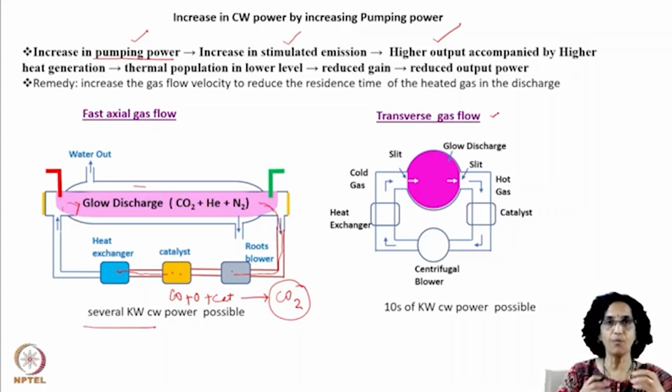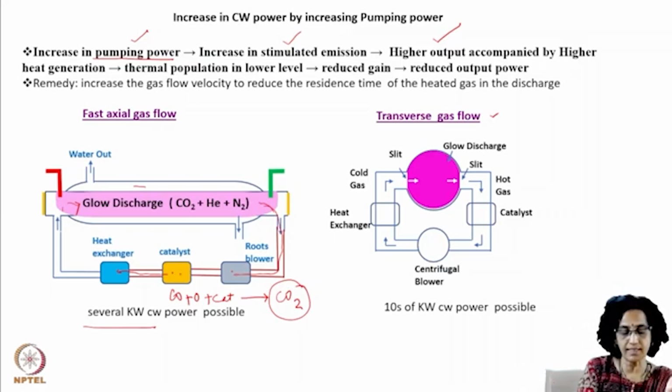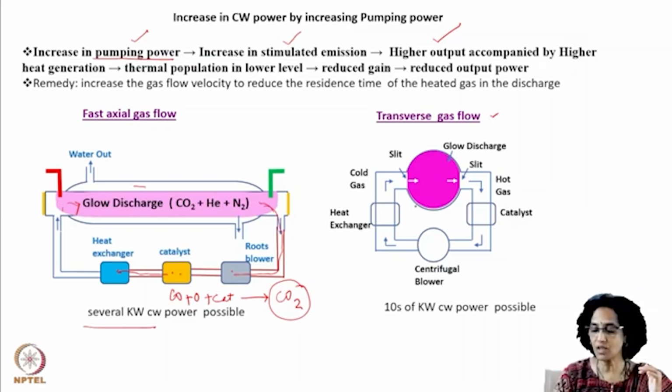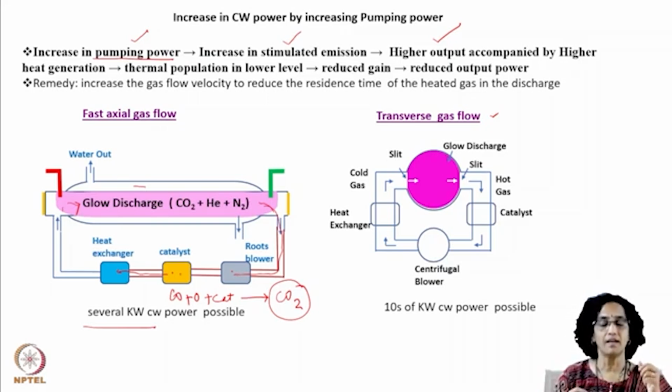That means although you have the discharge longitudinally, we are not flowing the gas longitudinally. This is the cross-sectional view. We are trying to flow the gas transversely so that the pressure head is reduced and you can make use of a centrifugal blower. And once again, the hot gas is removed. It goes through the catalyst, goes through the blower. You have the heat exchanger, which removes the heat, and then it is once again fed into the discharge zone.